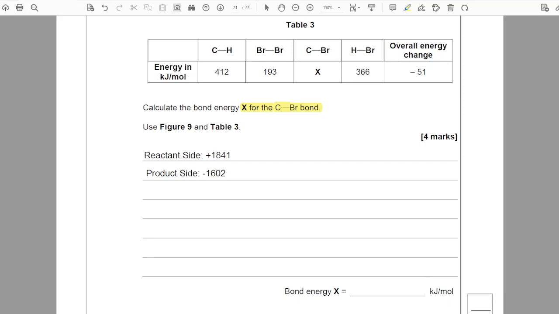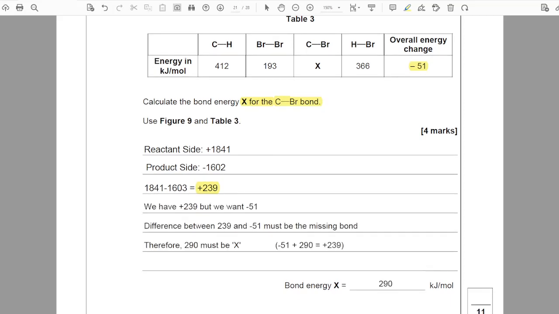And if we put those two together, we have 1841 minus 1602, which gives us an overall energy change of positive 239. However, in the table, it tells us we should have an overall energy change of minus 51. So what's the difference between positive 239 and minus 51? Well, the difference is 290. So the C to Br bond that we missed out must be 290.